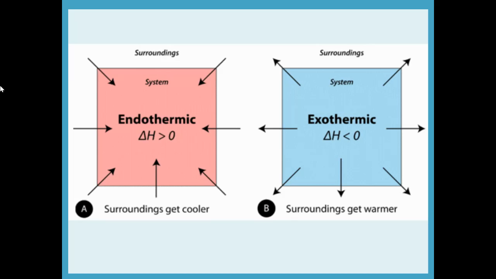If it's exothermic, it's giving out heat. Sometimes people think that means it's going to get cooler because it's losing heat. But it's turning chemical energy into heat energy. And that heat energy is given out to the surroundings, and therefore the surroundings get warmer.